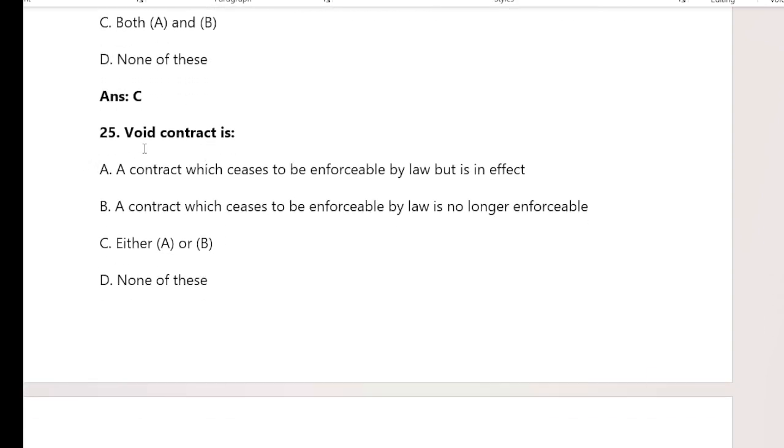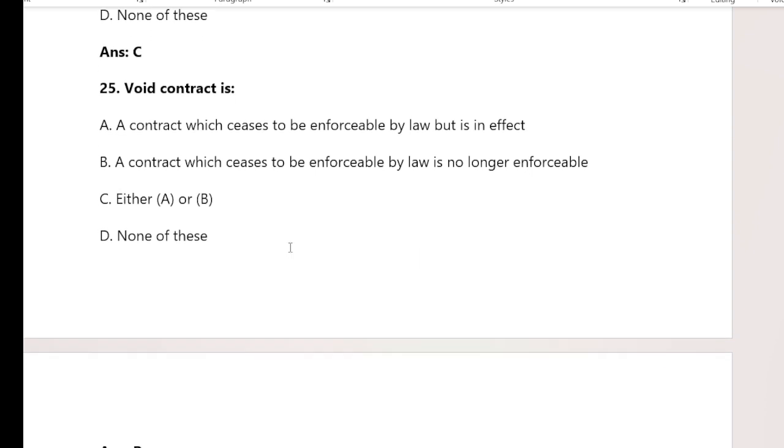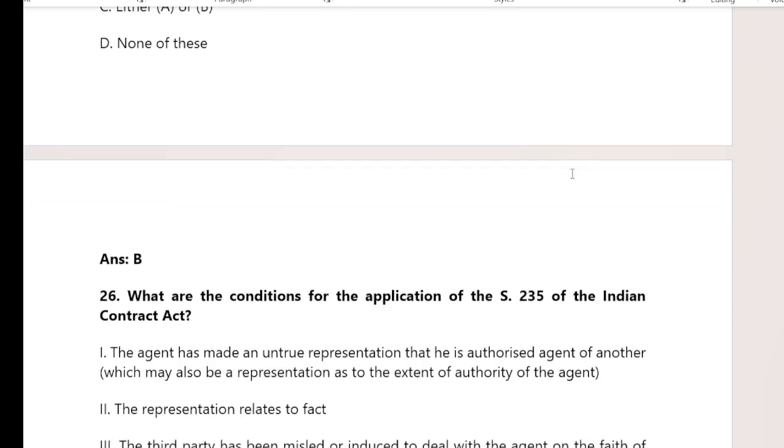And the next question is void contract. Void contract क्या है? A contract which ceased to be enforceable by law but is in effect. And next option is a contract which ceased to be enforceable by law, no longer enforceable. And option C is either A and B, and option D is none of these. Then the right answer is option B. A contract which ceased to be enforceable by law is no longer enforceable.